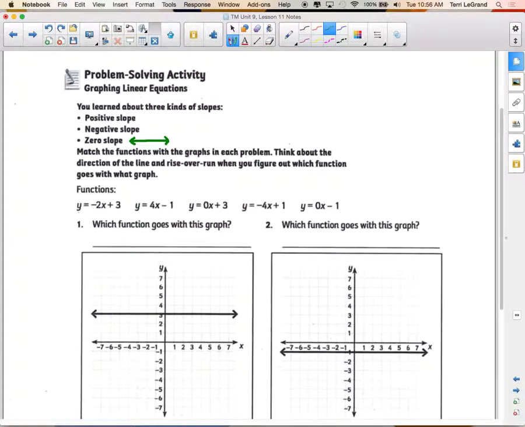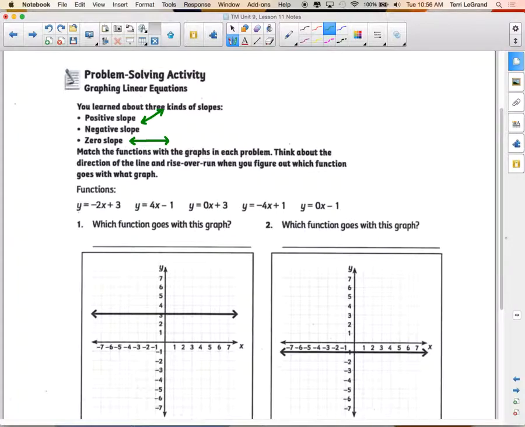How about a positive slope? What did we say about that? What does the line do from left to right? As you're reading across the graph from left to right, what happens when you have a positive slope? Harley, look it up for us. It rises from left to right. So let's show a picture of that.